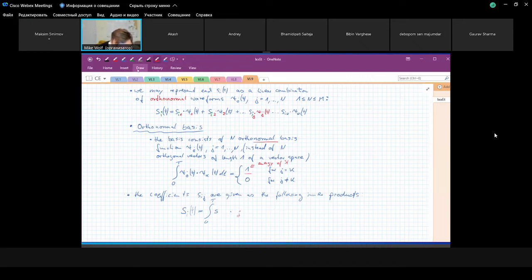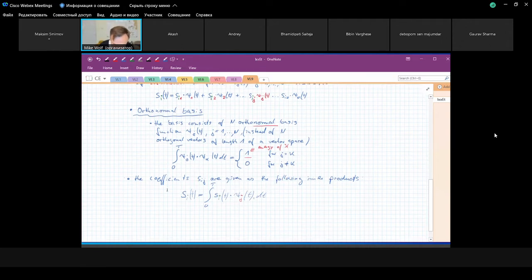Okay. Si of t times Cj of t. It's a different computer. Again, the lecture hall is closed. So this is red j. And here we have this green Si of t dt. So we need to calculate these in order to have the coefficients.